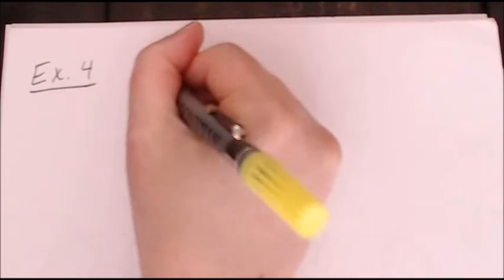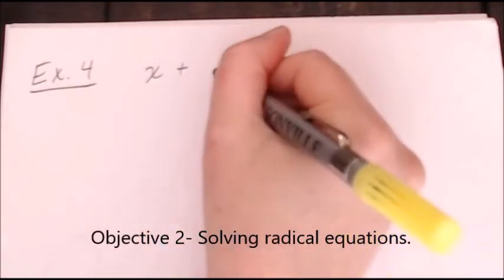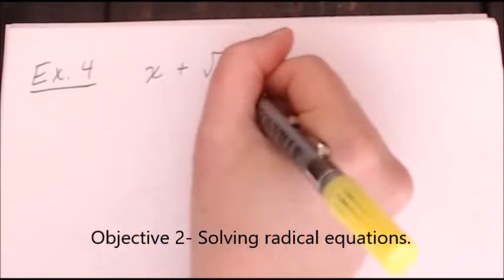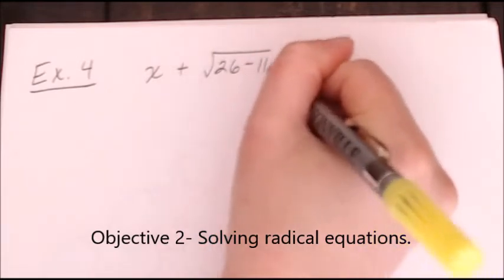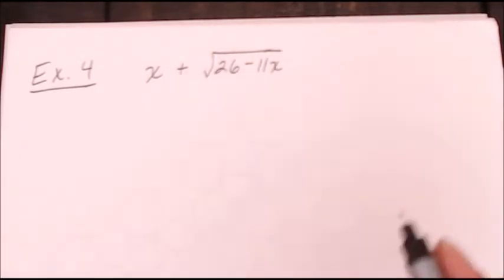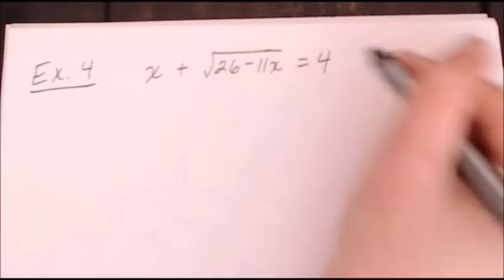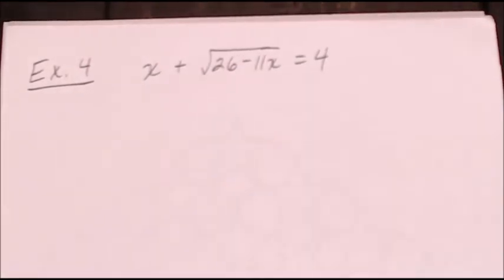The next example is an example of a square root equation. So we've got x plus minus the square root of 26 minus 11x. And actually I should call this a radical equation. I think that's what the term our book uses. It's got a radical in the expression.